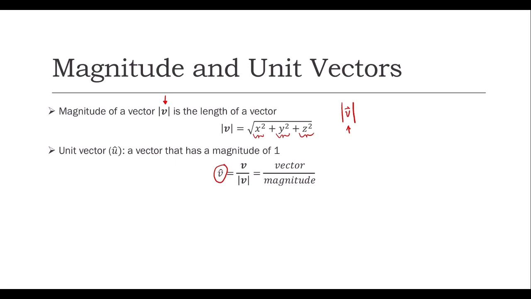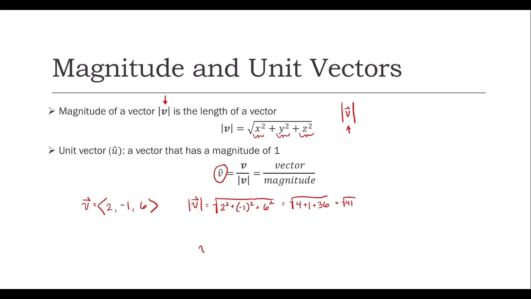So if we had some vector v, we could find our unit vector by taking that vector and dividing it by the magnitude. For example, if we had a vector 2, negative 1, 6, we could find our magnitude of v, which will equal the square root of each component squared. So 2 squared plus negative 1 squared plus 6 squared, which is the square root of 4 plus 1 plus 36, which equals the square root of 41. So that would be your magnitude.